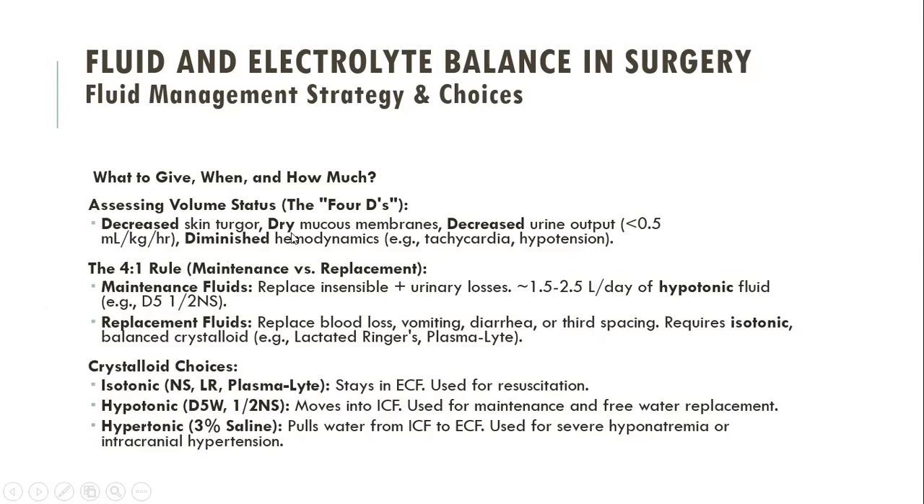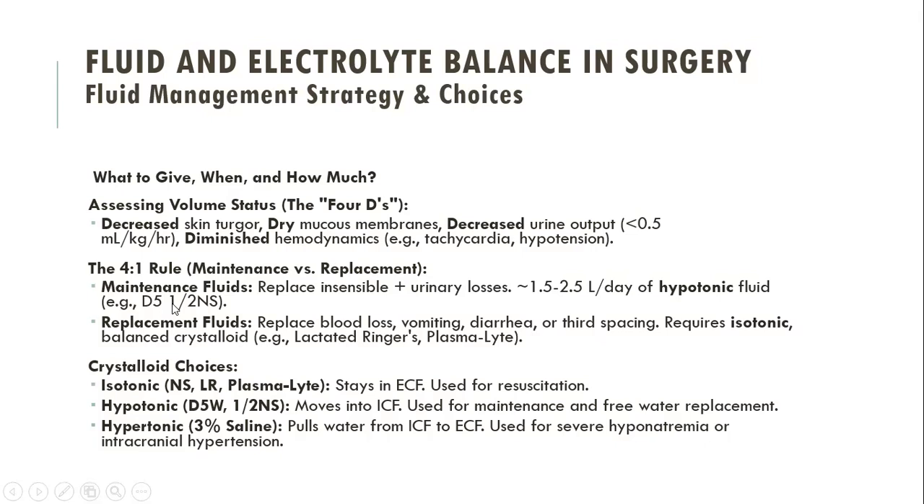So, for assessing the volume status, you should look for four things, the four Ds. There is decreased skin turgor, there are dry mucous membranes, there is decreased urine output, like less than 0.5 ml per kg per hour, and also there is diminished hemodynamics, like the patient is having tachycardia or hypotension. If all these four signs are present, then you can give the fluid.